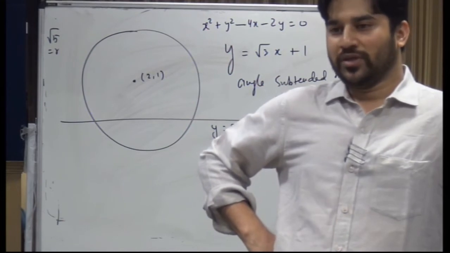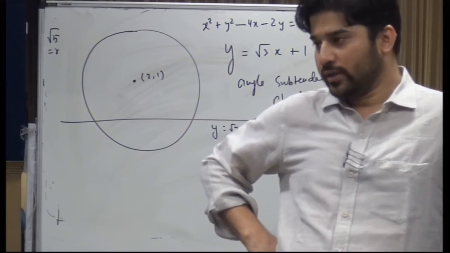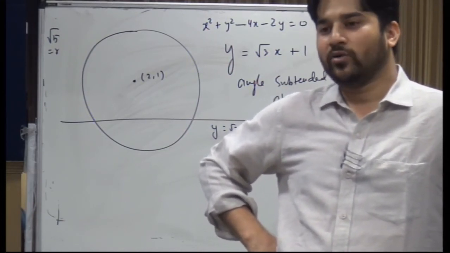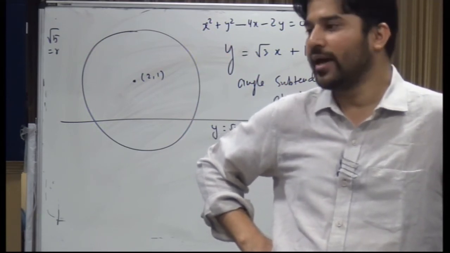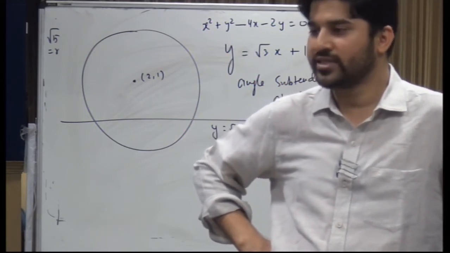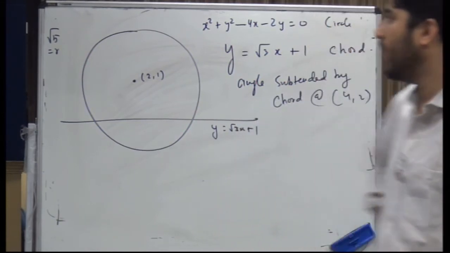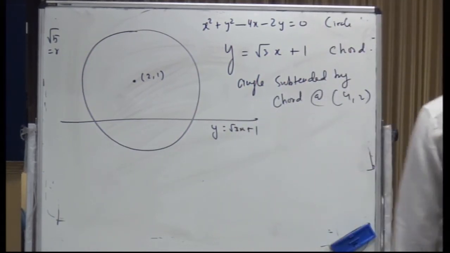That (4, 2) is lying on the lower, on the minor arc or the major arc. (4, 2) is lying on the circle, that's for sure, right? Because it is satisfying the equation. Now my question is, where exactly is it lying?